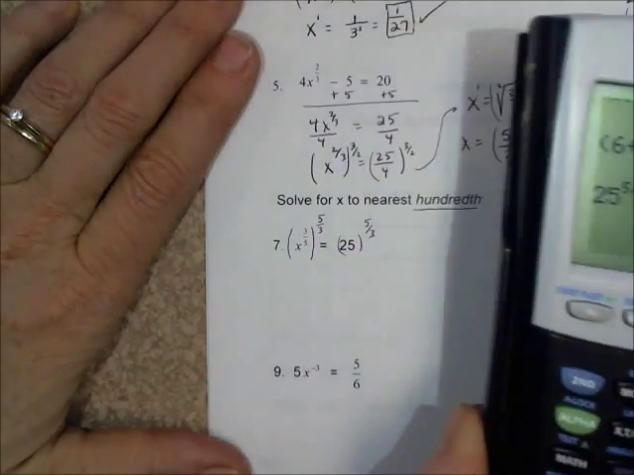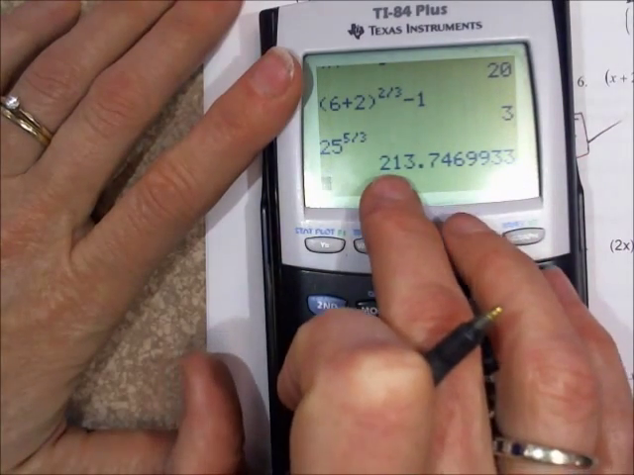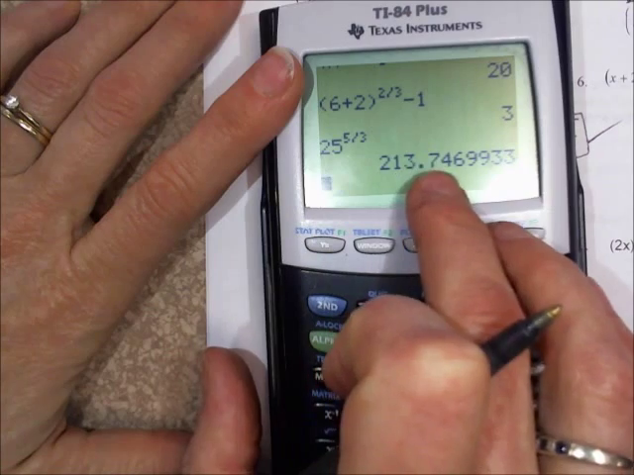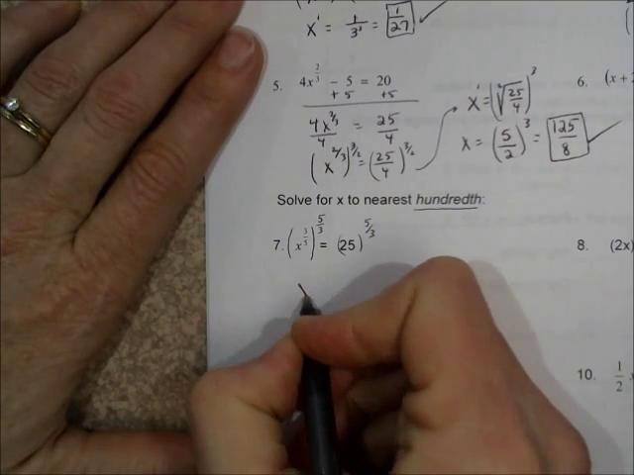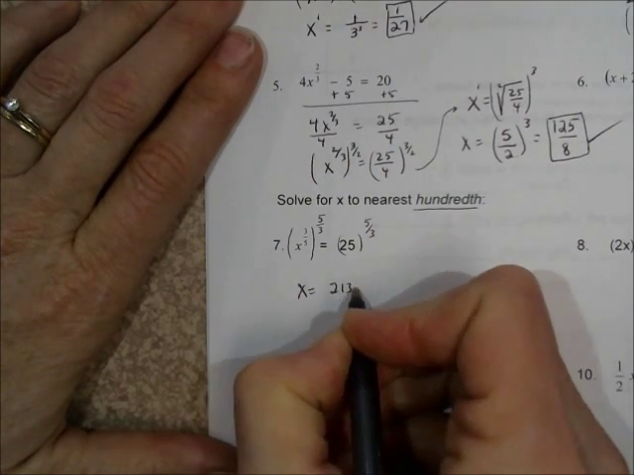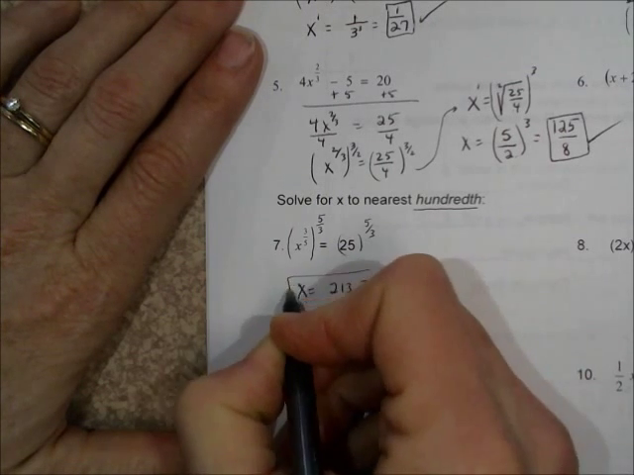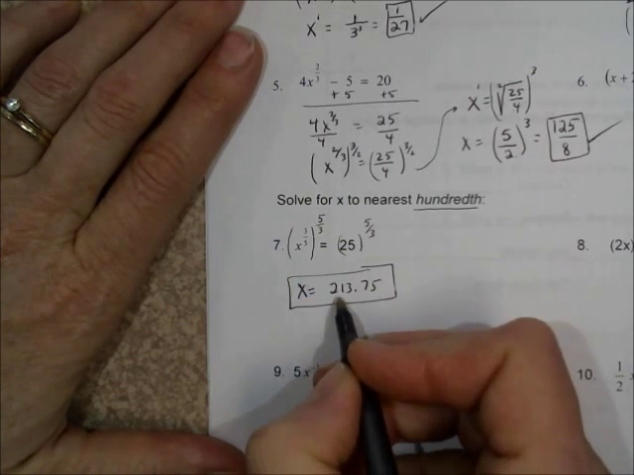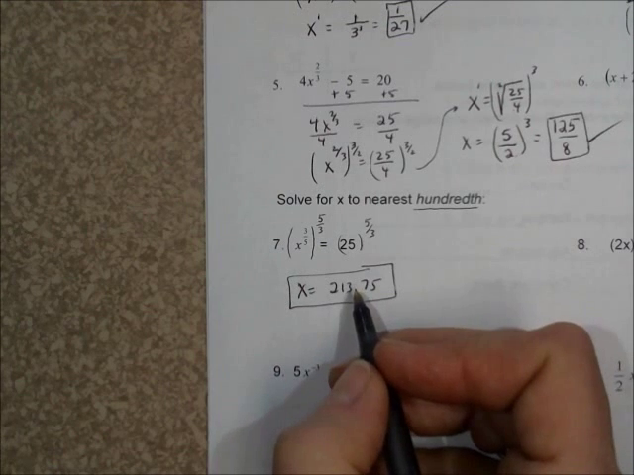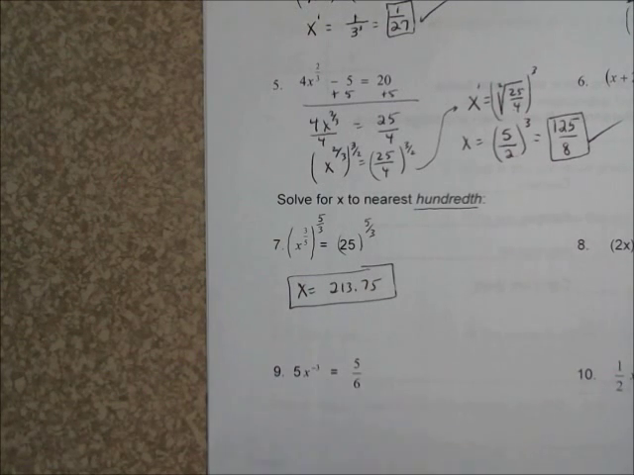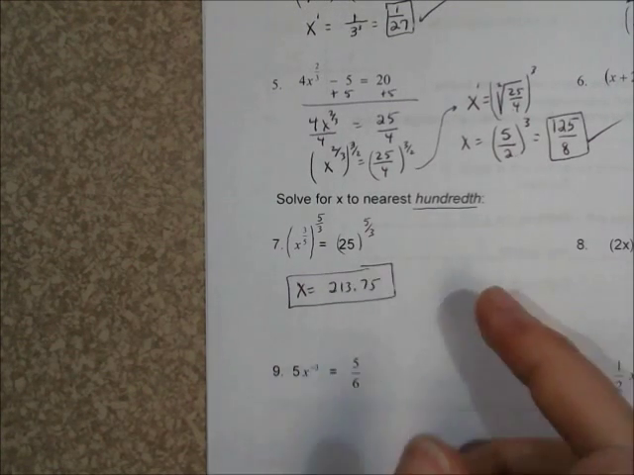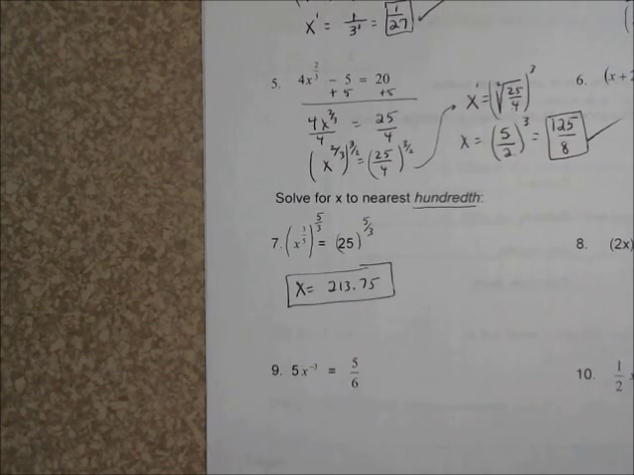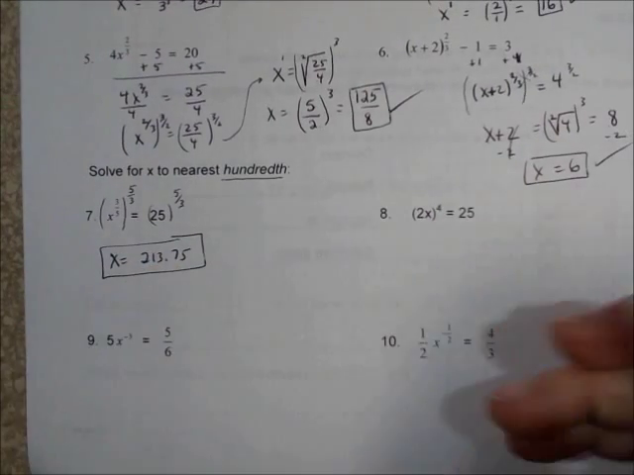213.747. Oh, to the nearest hundredth. That's 2 decimal places. So it's 213.75. And that's all we can do with that one. If we check our answer, we're going to not be quite correct because we're doing some rounding. So the rounding will throw our final answer off if we check it in the calculator. So I'll just assume I know what I'm doing.